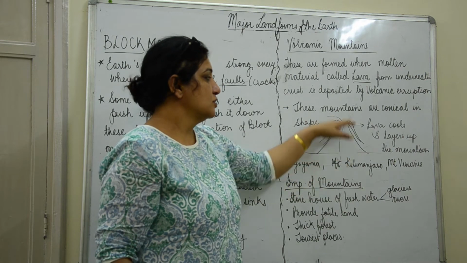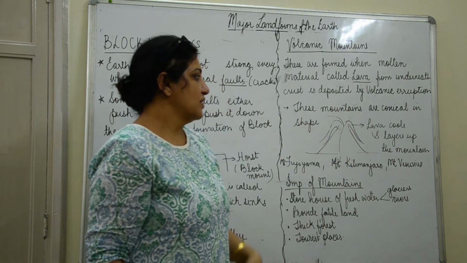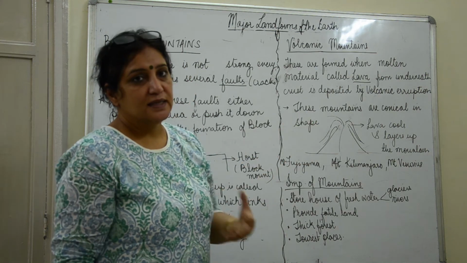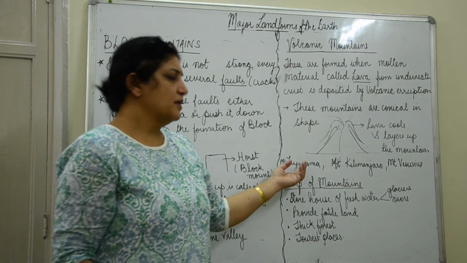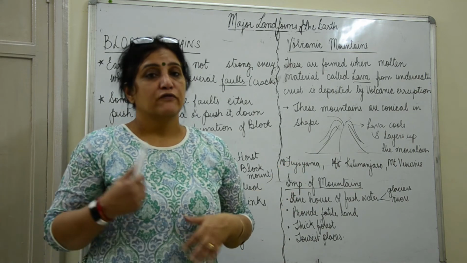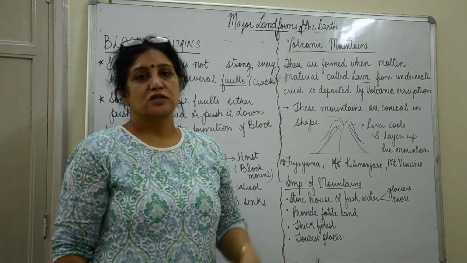and these are formed because when the lava deposits from underneath due to the volcanic eruptions, it forms a cone-like structure. So these mountains are basically conical in shape. Example for them is Mount Fujiyama, which you see in so much of Japanese cartoons like Doraemon and all. They have a reference to Mount Fujiyama.